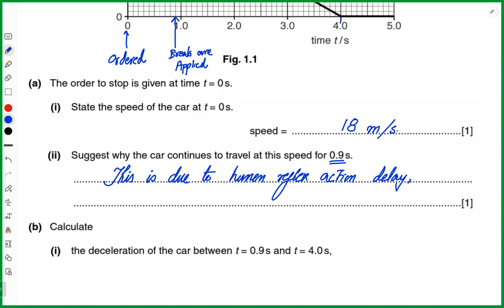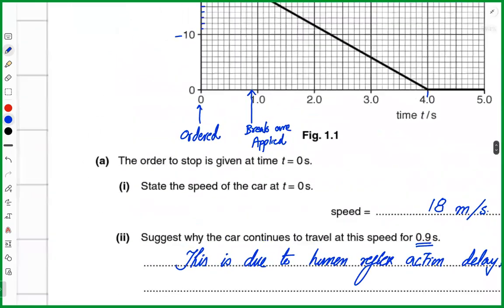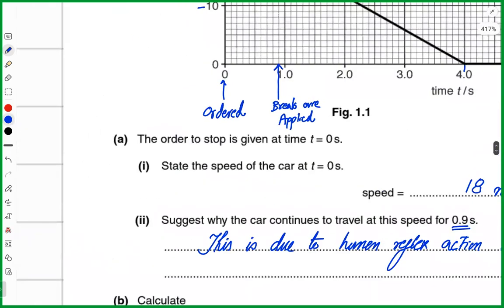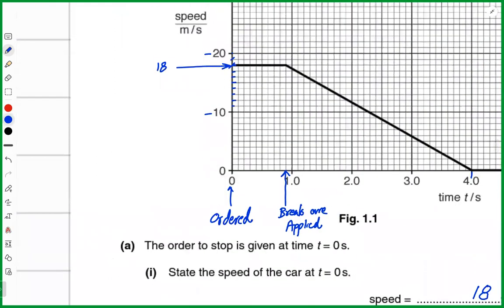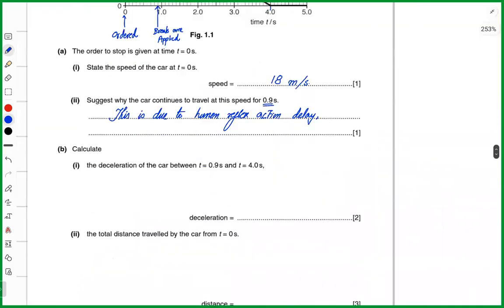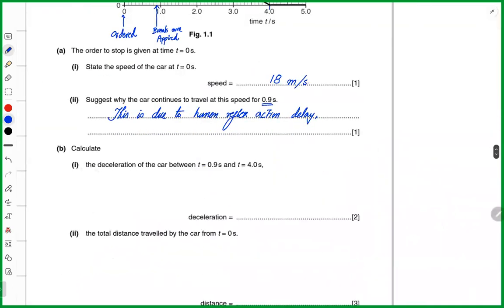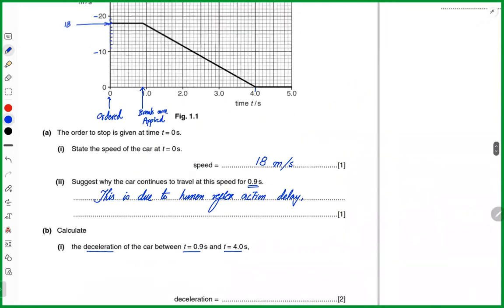Like this is thinking time. This is processing time that we take to do something. So in that time, whatever happens is like things keep happening the way they were happening before. Okay. So although the order was given, the brain took 0.9 second to process it. And at 0.9 second, he or she started to apply the brakes and stop the car. Calculate the deceleration between t equals 0.9 and t equals 4.0 seconds.